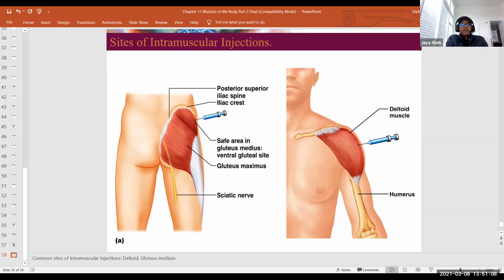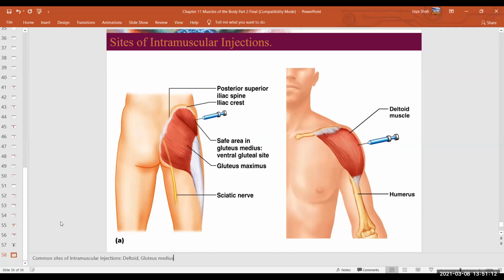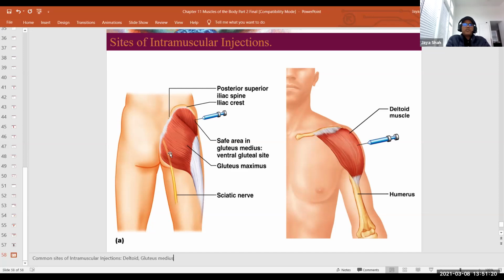Do you know why? Why not maximus? Because of the sciatic nerve. Yes, if you give in this area, and not everybody has nerve here. Sometimes nerve is going this way. You can damage the nerve and whole paralysis will occur. So always what we do, let me show you what we do.